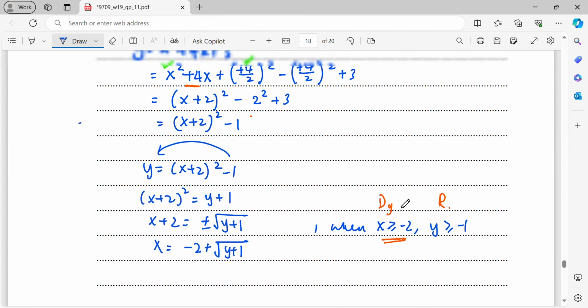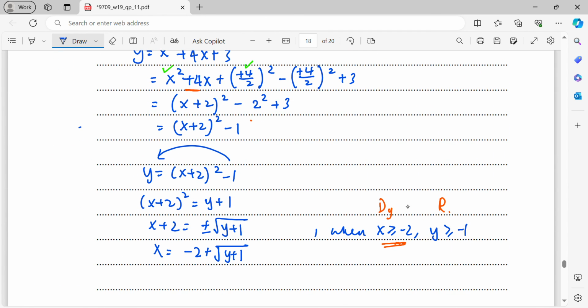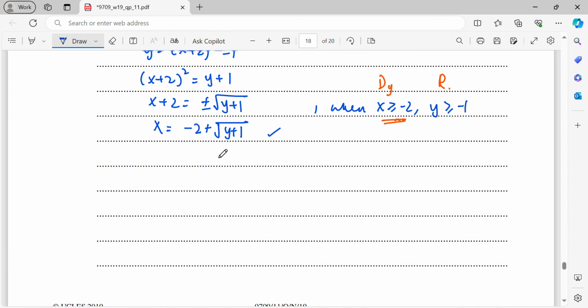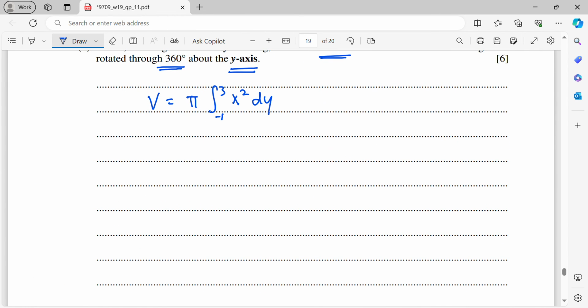Okay, so now what is my x? What is my x squared? Basically, we have found the x just now. So just copy this: minus 2 plus square root of y plus 1. So this is pi integrate from minus 1 to 3 of minus 2 plus square root of y plus 1, then you square it, dy.